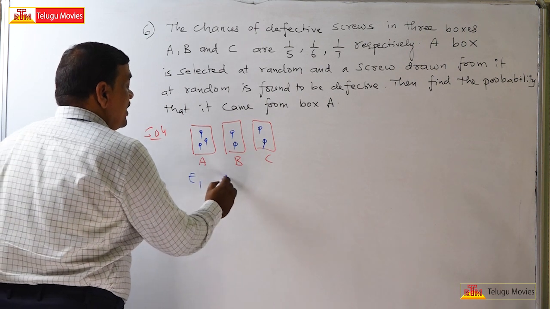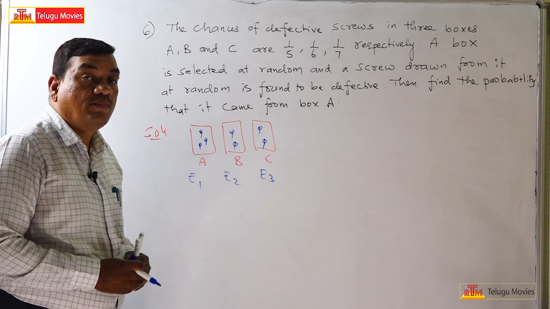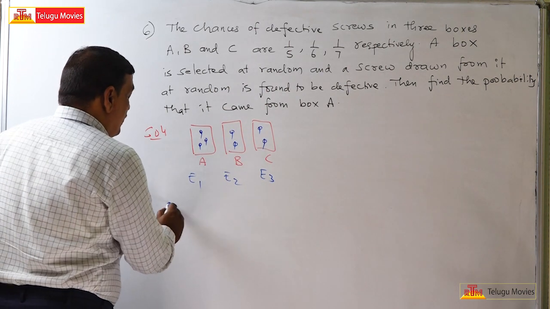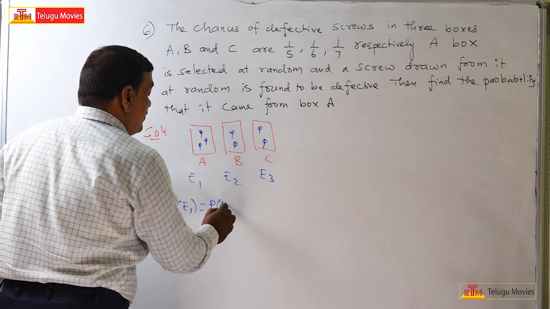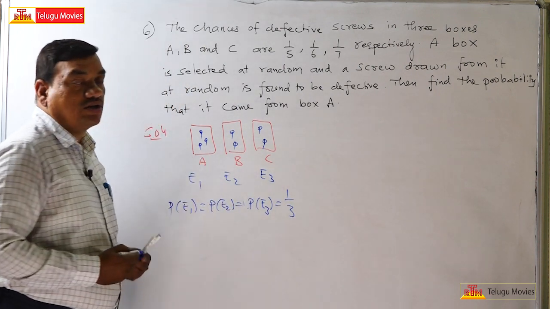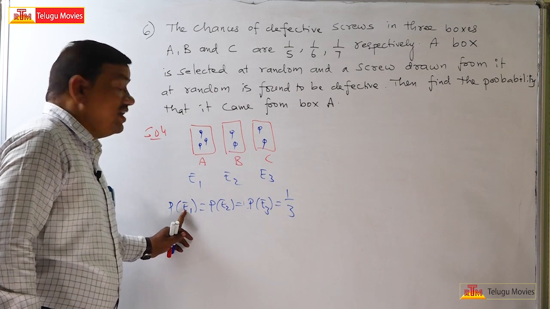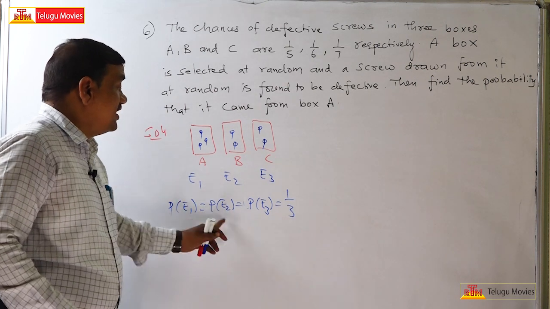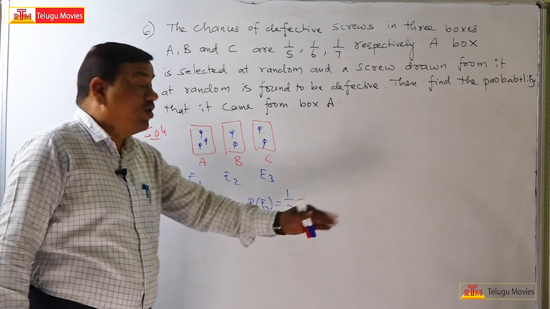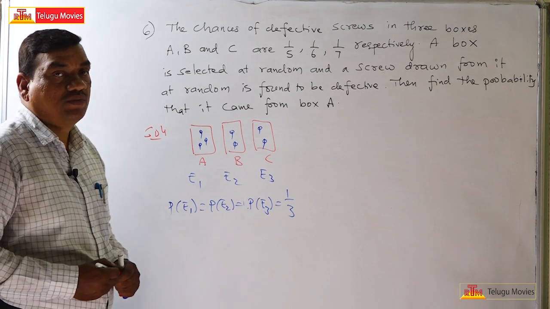Let E1, E2, E3 be the events of selecting box A, box B, box C. Now the probability of E1 is the same as the probability of E2, which is the same as the probability of E3, equal to 1 by 3. That means out of 3 boxes you are selecting one box. First you have to select the box. That means E1 is selecting box A, E2 is selecting box B, E3 is selecting box C. Therefore, probability of E1 equals probability of E2 equals probability of E3 equals 1 by 3.